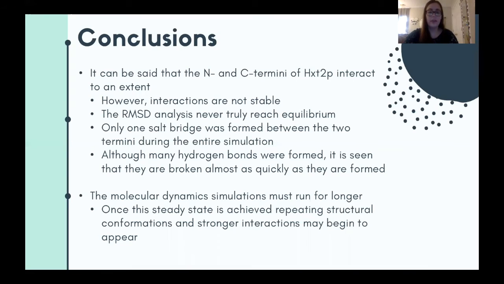Overall, this is still a work in progress, and I'm currently running a longer simulation, which will hopefully be able to achieve that steady state we're looking for. Once the steady state is achieved, it is thought that we will be able to see repeating structural conformations and stronger interactions. In the future, we also hope to look at interactions between the termini of different proteins for HXT1 through HXT4. For example, perhaps taking the C termini of HXT2 and putting it with the N termini of HXT4, and so on, for a total of 16 different combinations.